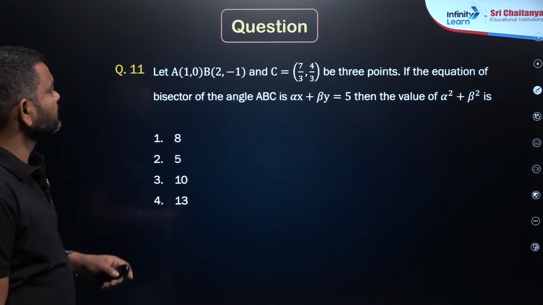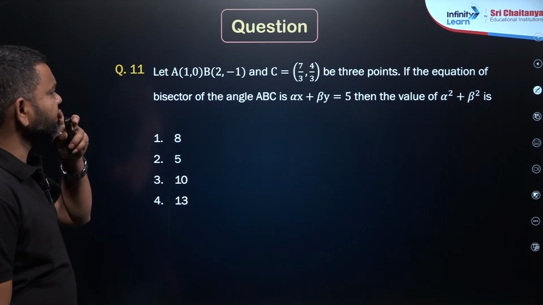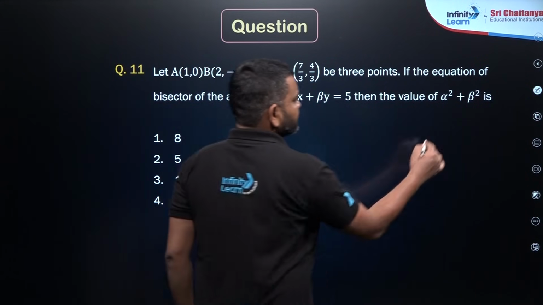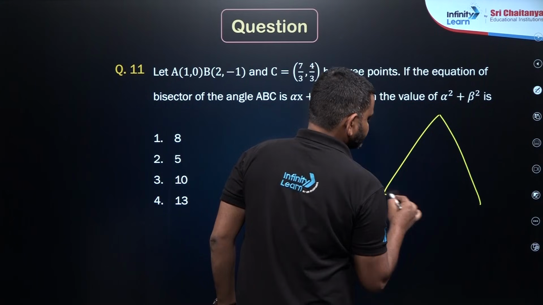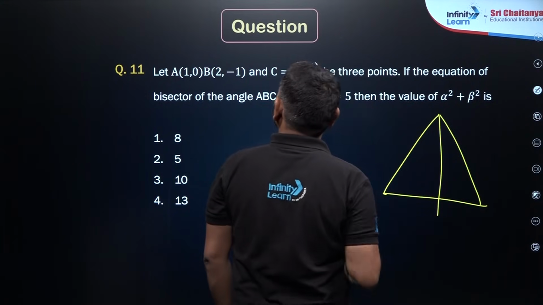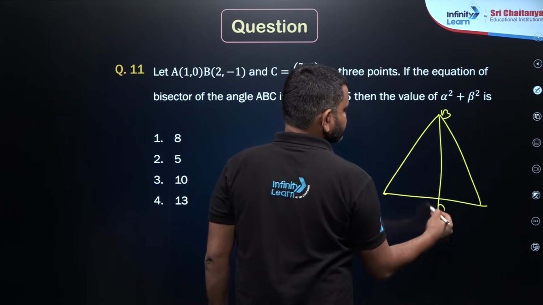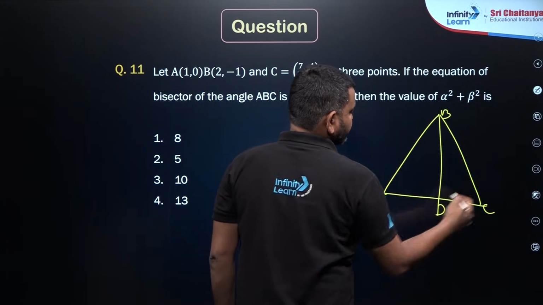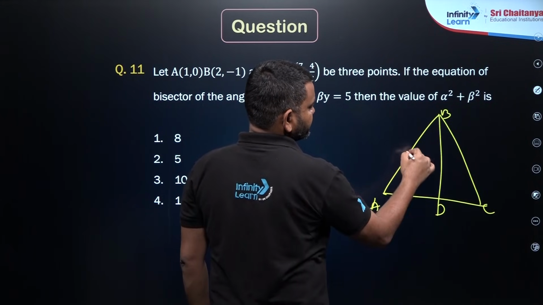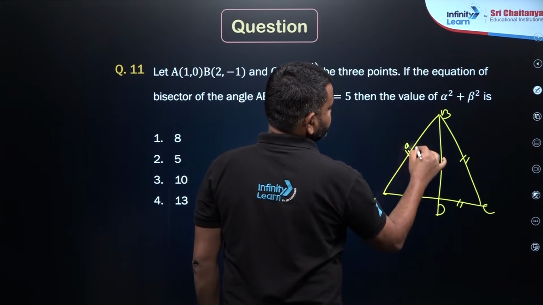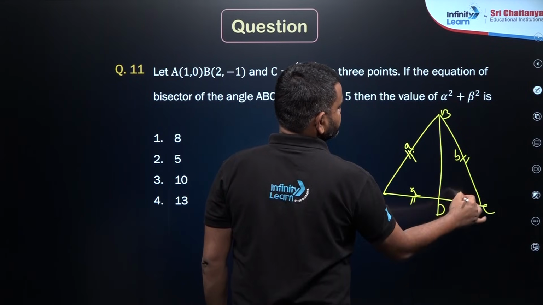Yes. You have ABC 3 points. If the equation of bisector of the angle ABC is this, so you are going to have a triangle here. You have a bisector ABC. So B bisector, let us say this is some D. Here I have A, here I have C. So if it is angle bisector, the distance between these two is nothing but the distance here. If I say this is A, this is also A. If I say this is B, this is also B.